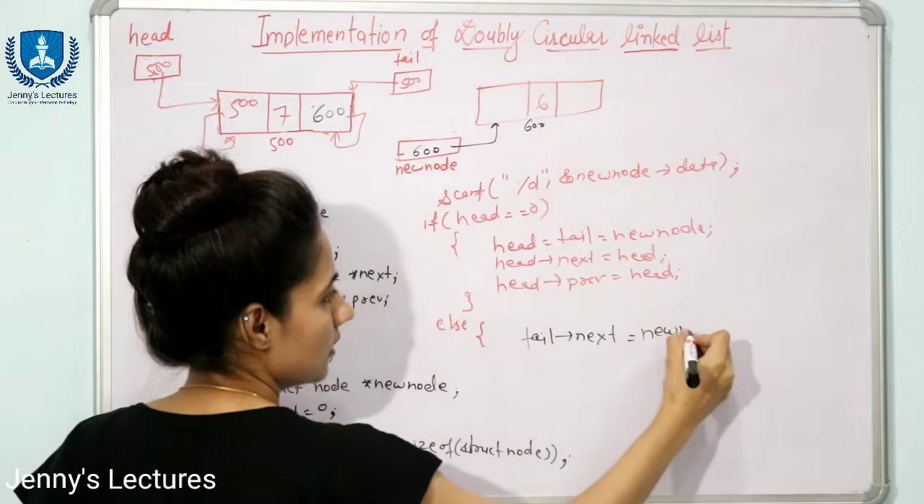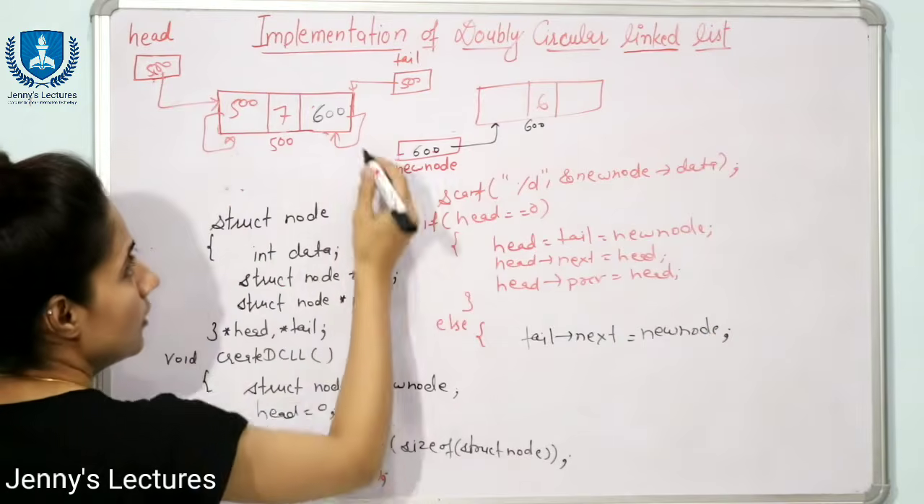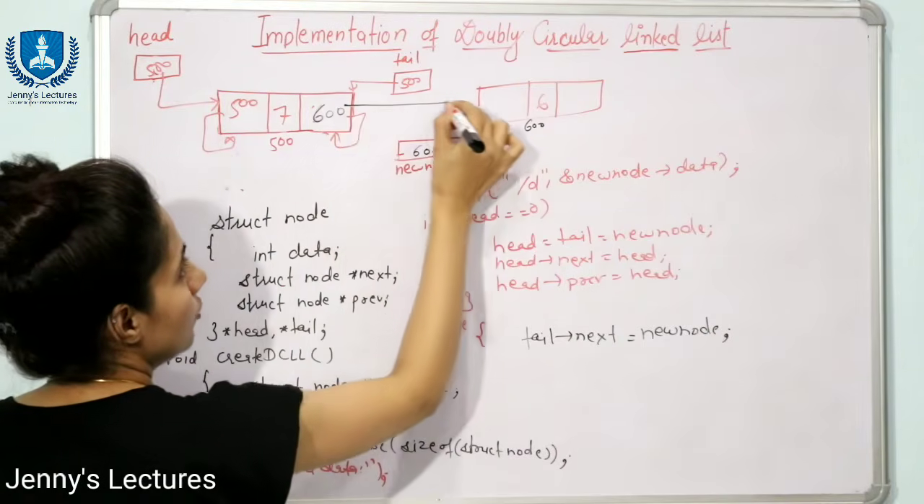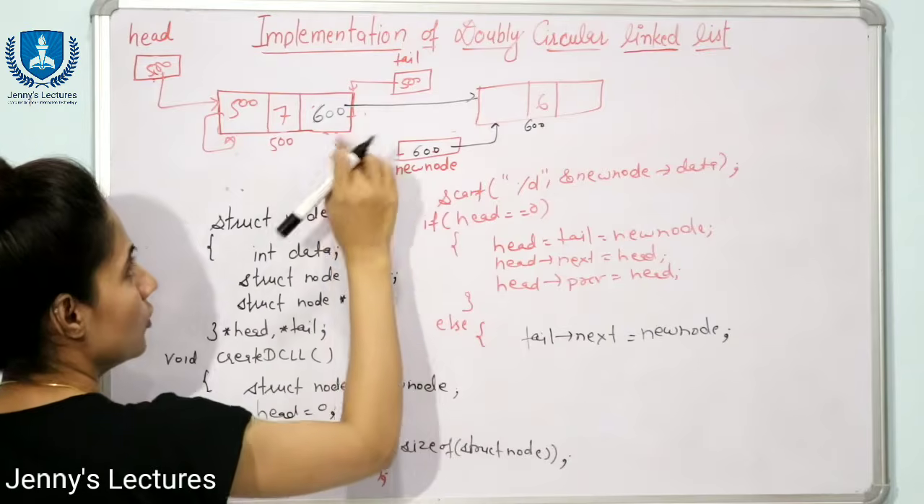From where can I get 600? In the new node I have 600, right? So now this is pointing to this node. This is not pointing to itself now.